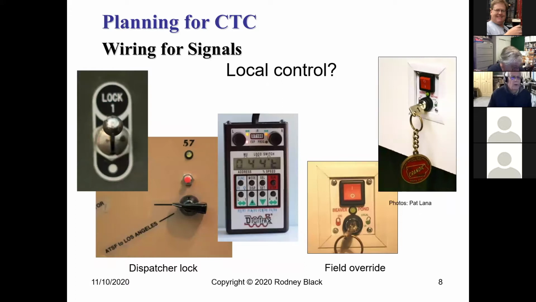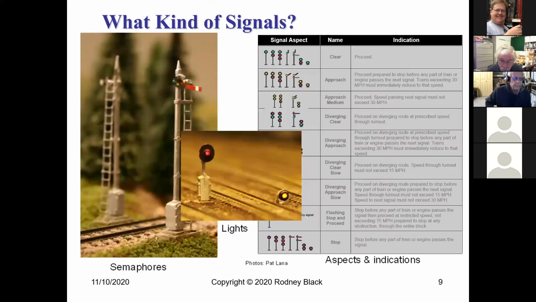What do you want to do for local control? Things you might think about are how can the dispatcher lock or unlock your turnouts? How do you throw them? Here I illustrated using a Digitrax cab for throwing switches. Can you do field override? In other words, what's on the fascia panel to help you with throwing turnouts? What kind of signals? Semaphores, lights. What are your aspects and indications?